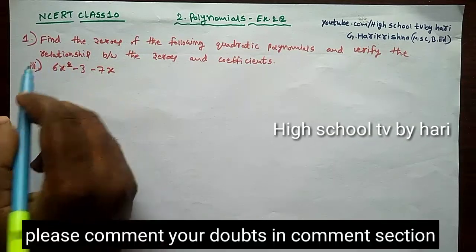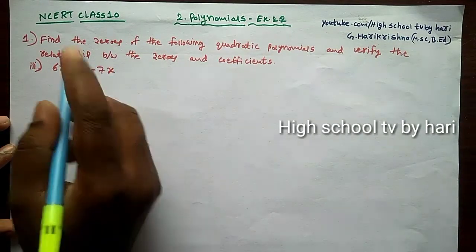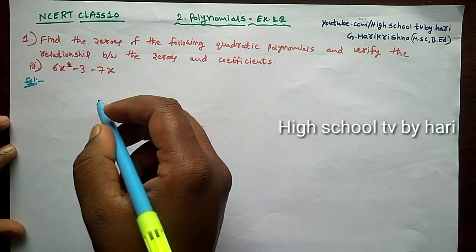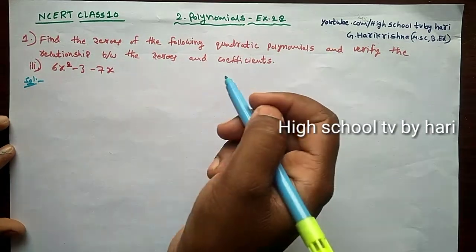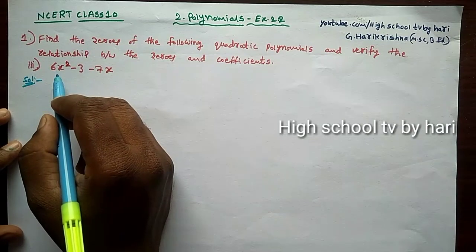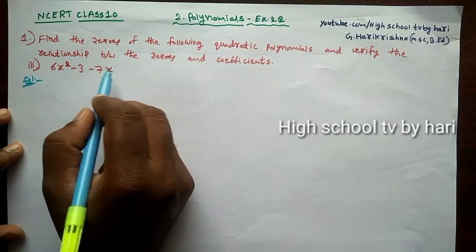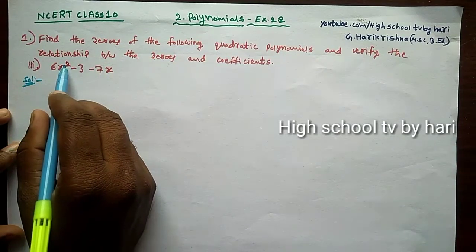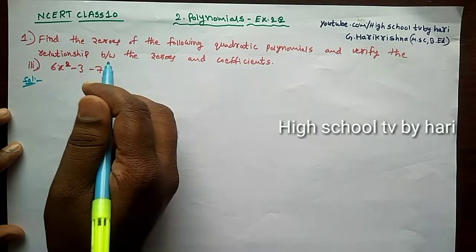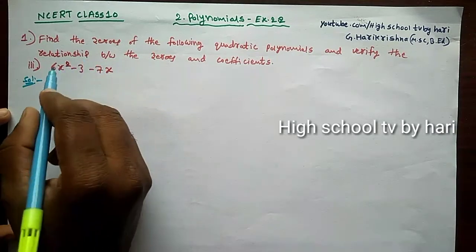Please watch that. The third question is 6x square minus 3 minus 7x. We have to find the zeros of this quadratic polynomial and verify the relationship between the zeros and coefficients. First we have to check whether the given polynomial is arranged in descending order of degree or not. Here is x square, here the constant term, here x to the power of 1. So it is not arranged in descending order of degree.